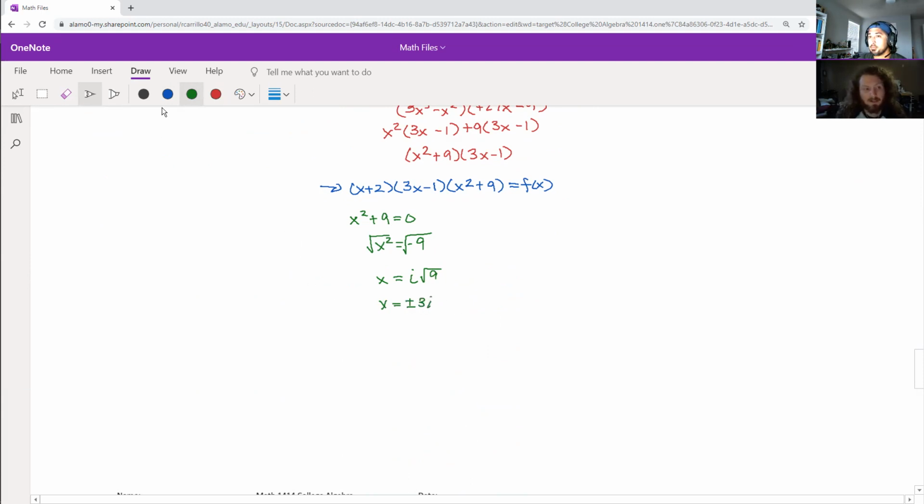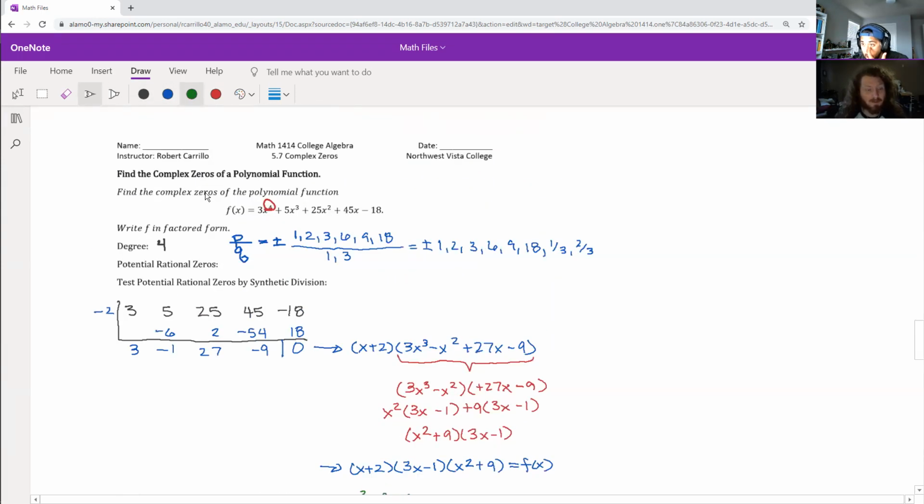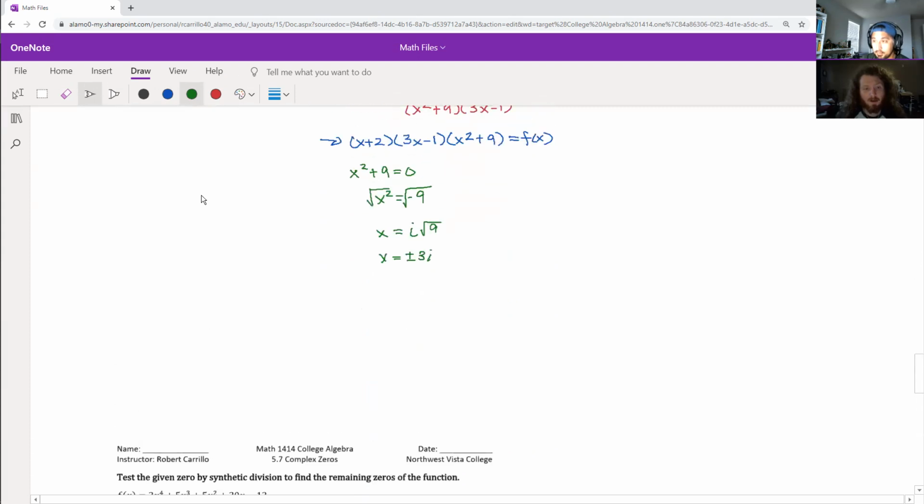So our complex zeros then, since that is what this asks us, find the complex zeros. Our complex zeros are 3i and negative 3i. And that's that. Any questions? It may want them to write it in factored form with the actual complex zeros.